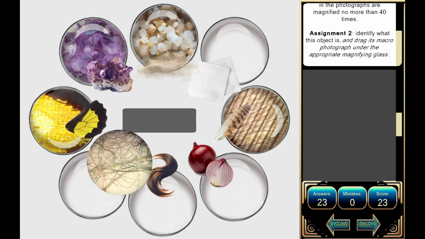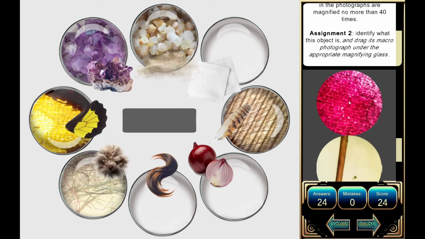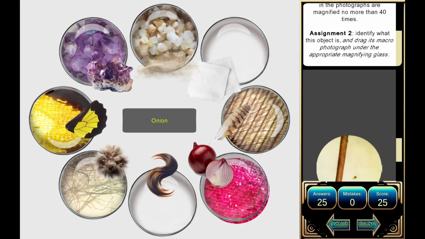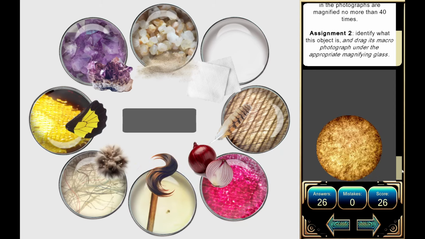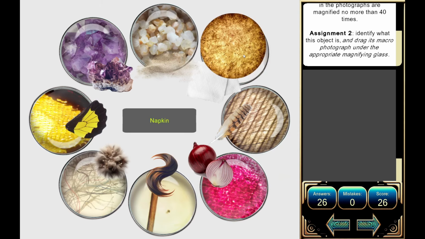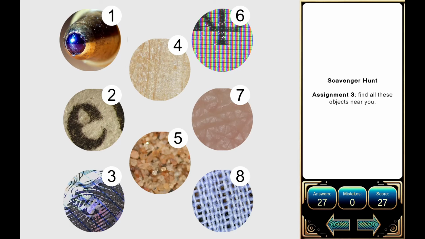It becomes a bit clearer what the dust in the corner is made of. You can even see the cells in an onion. If you look closely, you can notice the keratin scales covering a hair. And the paper turns out to be full of holes. Our next assignment is to find objects around us based on their macrophotos. Well then, let's search.